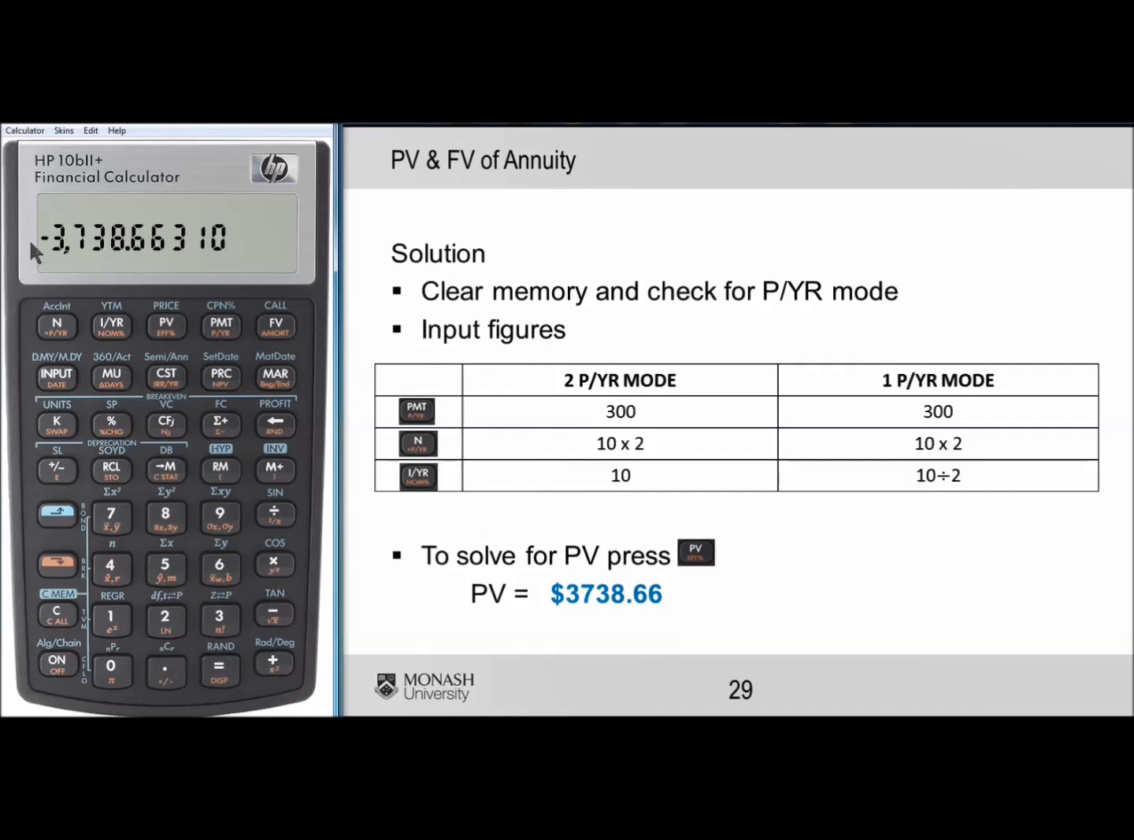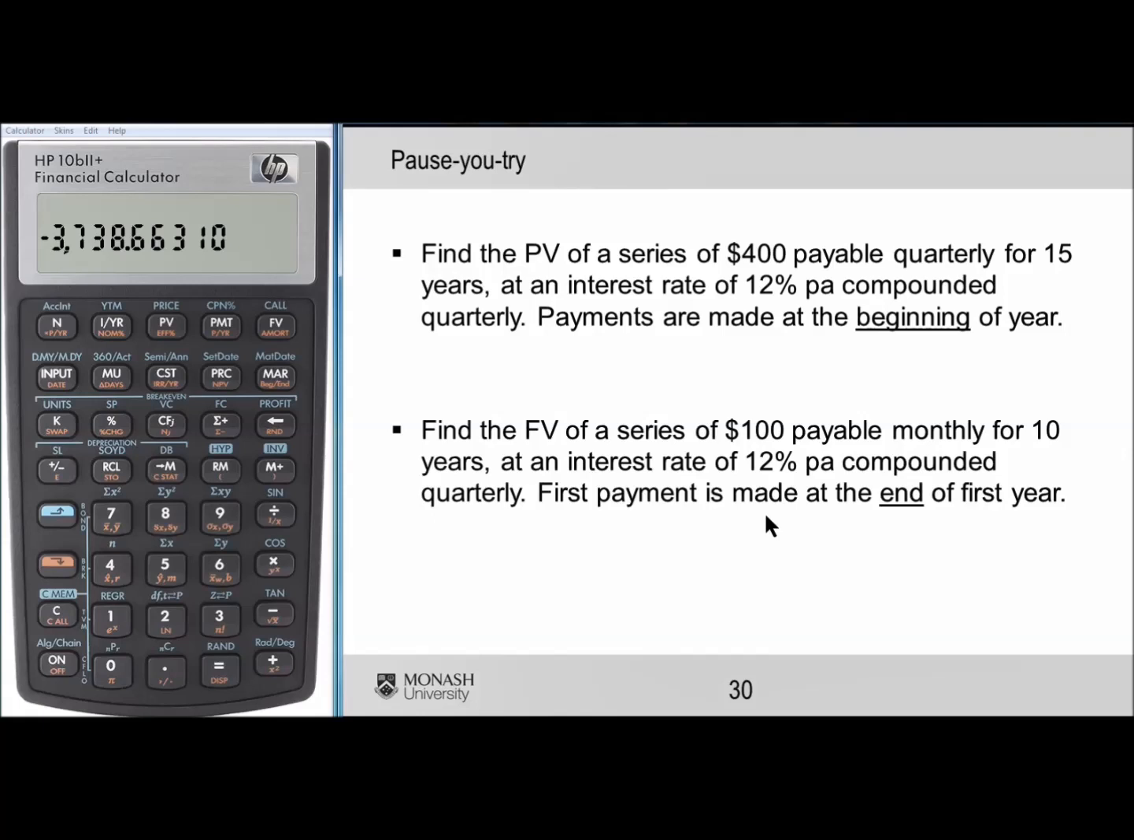It is because PMT is entered as a positive value. And because PV is on the opposite side of PMT, it is returned with a negative sign. Now, please pause the video and try the following questions by yourself.